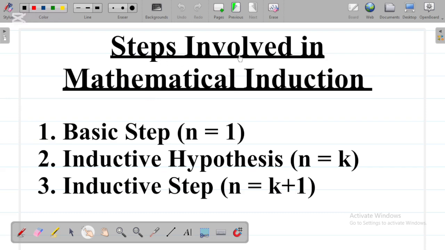Alright, let's look at the steps involved in mathematical induction. There are three major steps. The first step is the basic step, where n is equal to 1. For the basic step, you have to substitute n as 1. The second step is known as the inductive hypothesis. You have to substitute n as k. And the last one is the inductive step, where n is equal to k plus 1.